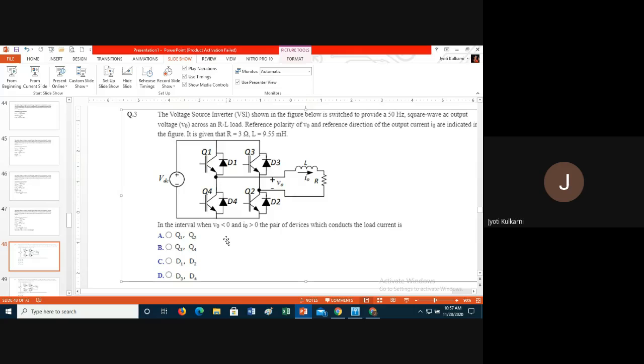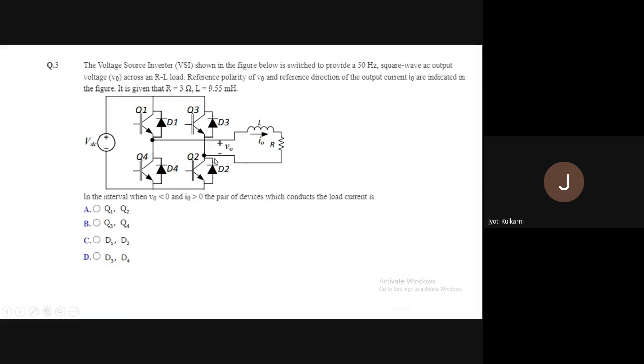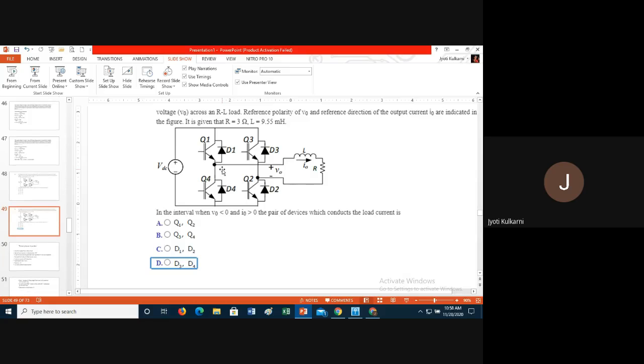So, which is the answer? The answer is D3 and D4. So diodes D3 and D4 make your V0 negative and I0 still positive. Has everybody understood clearly? What is the answer of this? Or once again, should I show the current path?